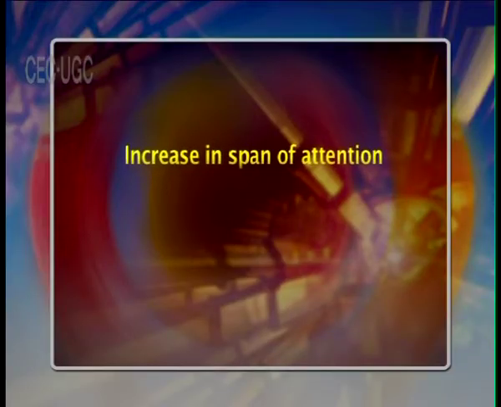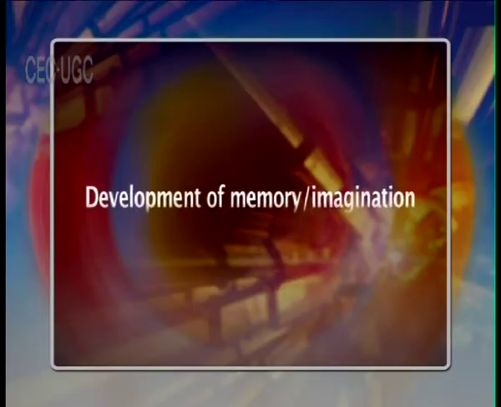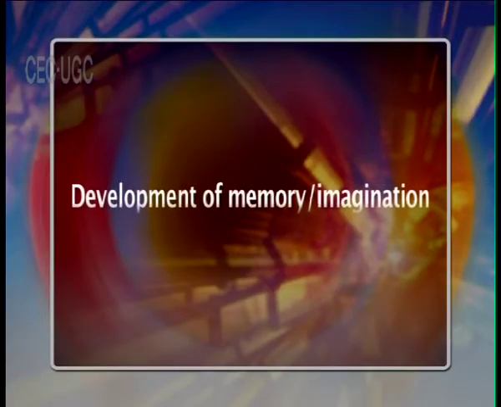Increase in span of attention. During adolescence, the span of attention increases. The adolescent can attend to one thing for a longer period of time. Power of concentration is increased. Development of memory and imagination. Memory is also developed and it tends to function more logically. It's better than any other stage. Adolescents possess excessive imagination. Writers, artists, musicians, poets, philosophers, and inventors are born in this period.